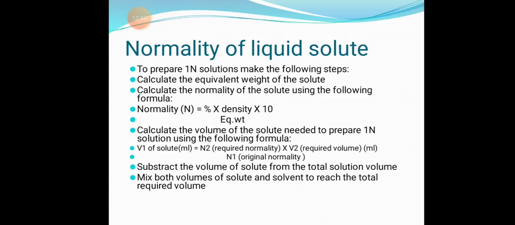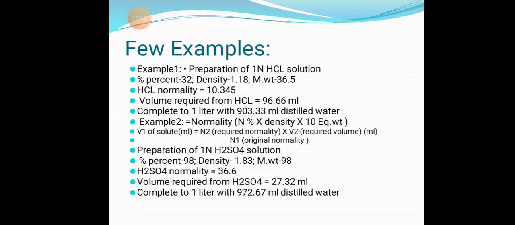To prepare one normal solutions, make the following steps. Calculate the equivalent weight of the solute. Calculate the normality of the solute using the following formula. Normality is equal to percentage into density into 10 by equivalent weight. Calculate the volume of the solute needed to prepare one normal solution using the following formula. V1 of solute is equal to N2 required normality into V2 required volume in ml divided by N1 original normality. Subtract the volume of solute from the total solution volume. Mix both volumes of solute and solvent to reach the total required volume. Few examples.